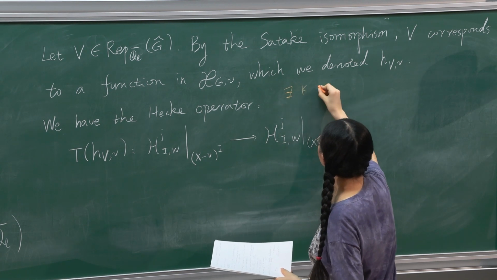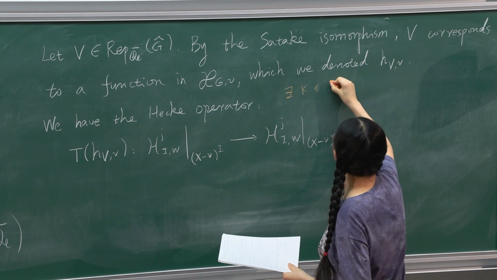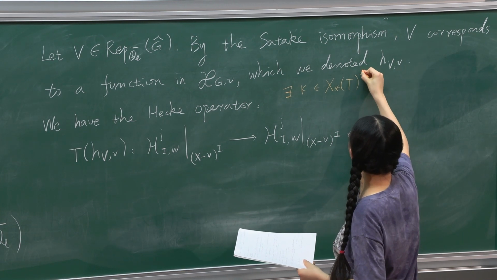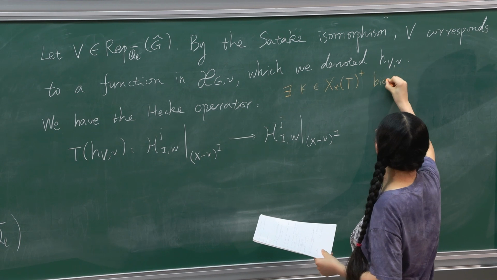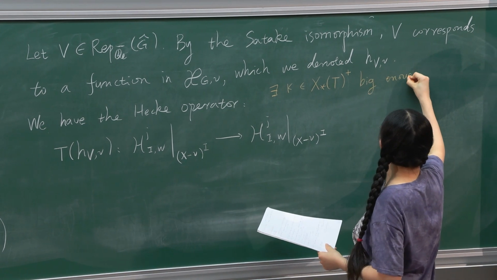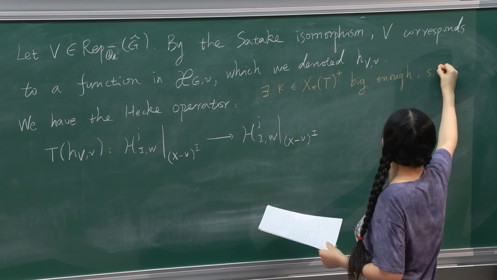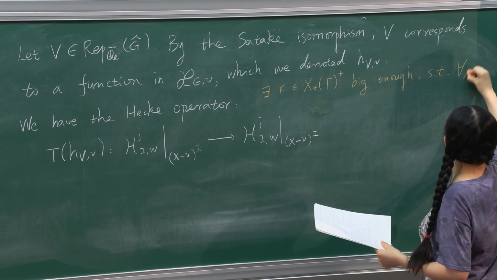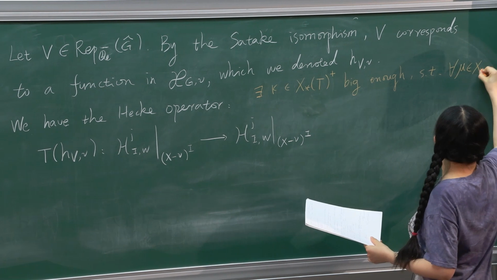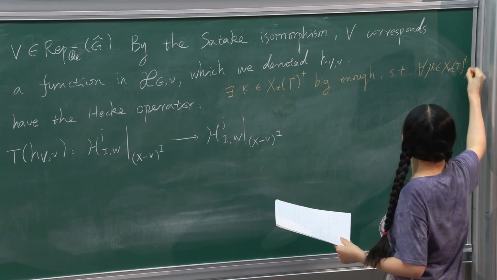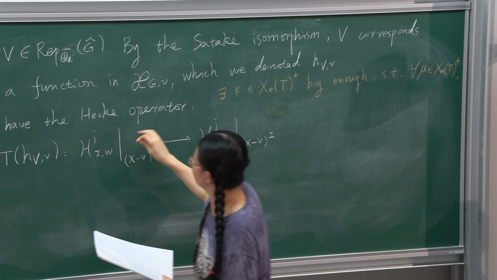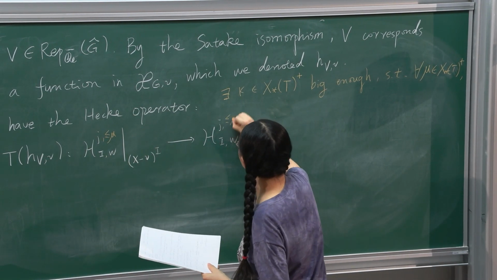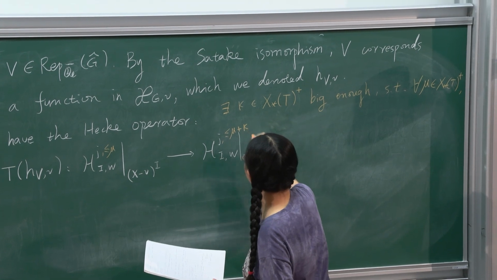There exists a dominant coweight kappa big enough such that for any mu, it sends the smaller than mu piece to the smaller than mu plus kappa piece.